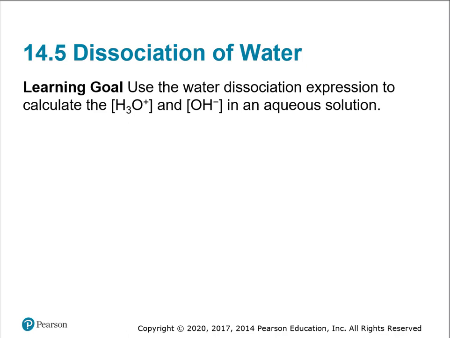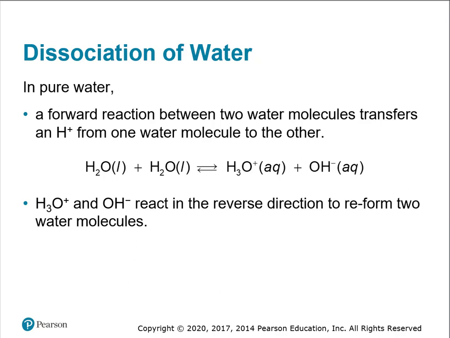Section 5 is about the dissociation of water. You'll be able to use the water dissociation expression to calculate the hydronium ion and the hydroxide ion concentration in an aqueous solution. In pure water, a forward reaction between two water molecules transfers a hydrogen ion from one water molecule to the other. Check this out.